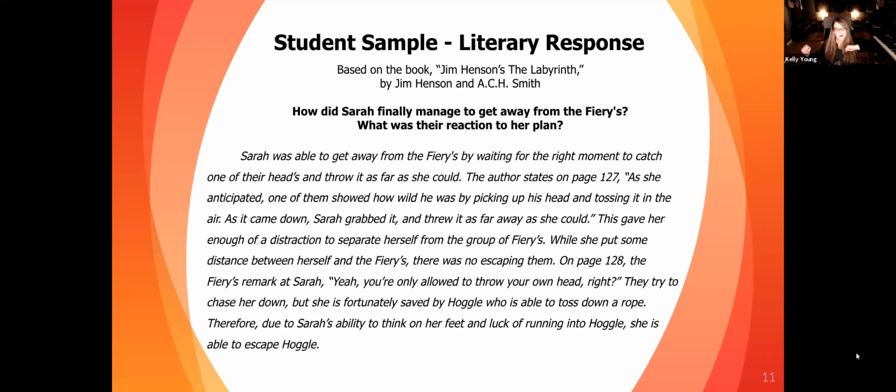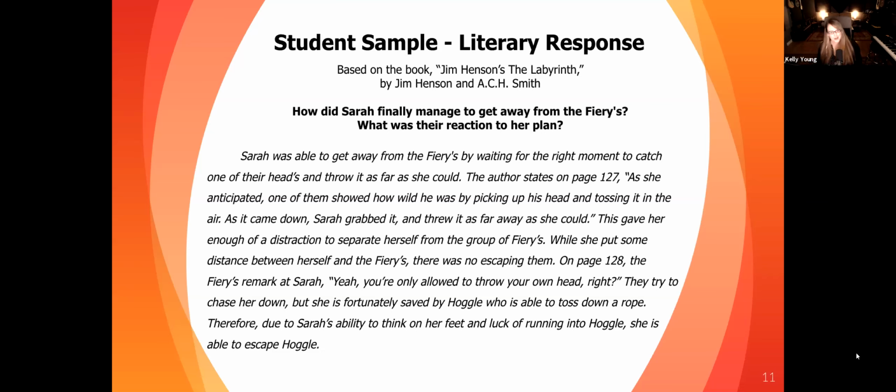And then you go into the second question, which is also part of the fifth grade science curriculum, which is making sure that you access multiple parts of a prompt. While she put some distance between herself and the Fireys, there was no escaping them. On page 128, the Fireys remark at Sarah, and here comes your evidence: "Yeah, you're only allowed to throw your own head, right?" Reasoning: they try to chase her down, but she is fortunately saved by Hoggle, who is able to toss down a rope. Conclusion statement, again, part of fifth grade: Therefore, due to Sarah's ability to think on her feet and luck of running into Hoggle, she is able to escape. Oh, they made a mistake on that one.